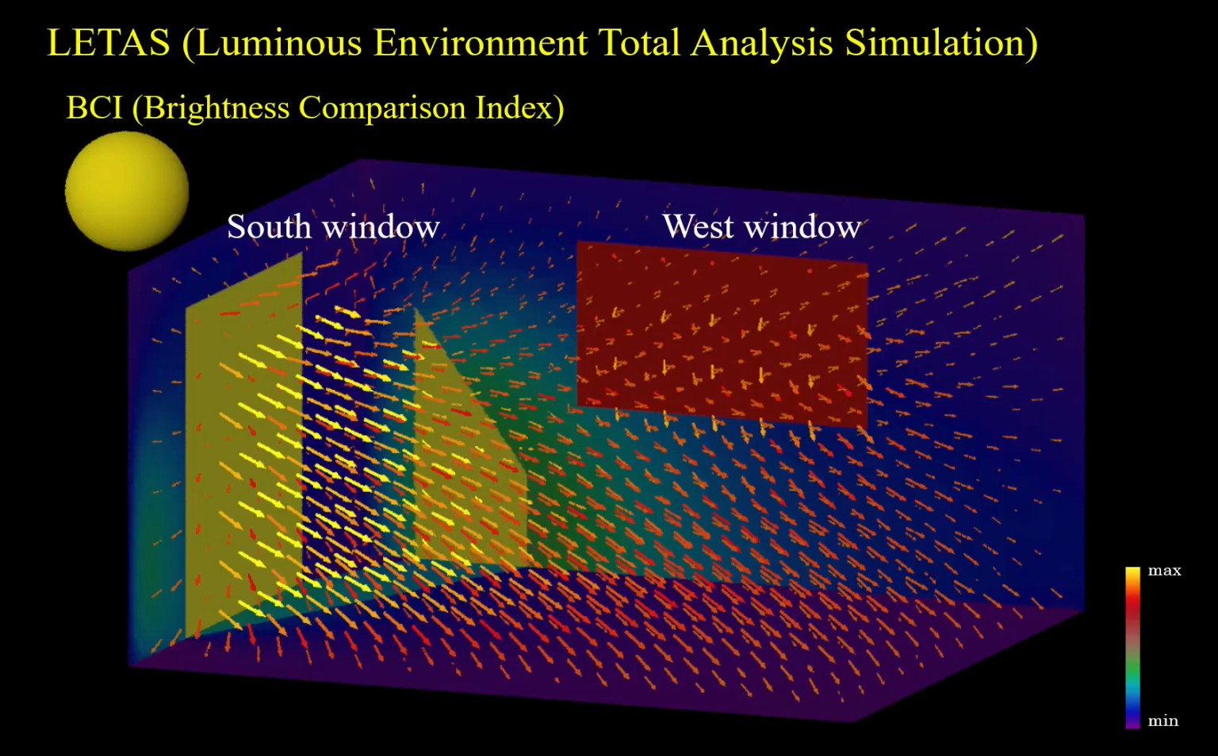Specifically, it is a comprehensive simulation of the luminous environment that combines the Brightness Comparison Index, BCI, which evaluates the brightness of the entire space, the vector scalar ratio plus, which shows the amount and direction of light and the intensity of the object's shadow inside the space, and the luminance distribution map on each surface of the space. The BCI and the vector scalar ratio plus are our original.